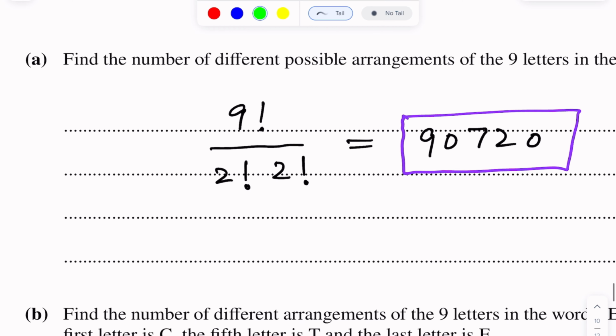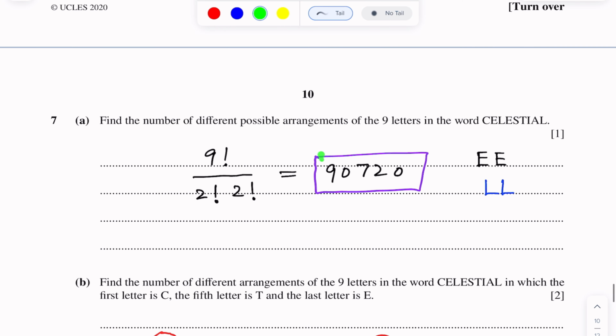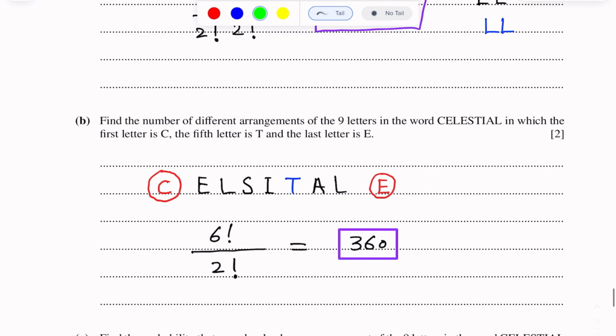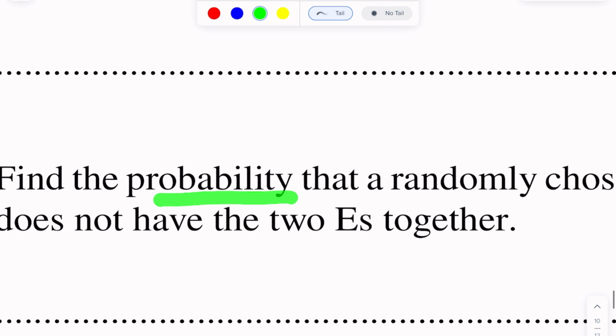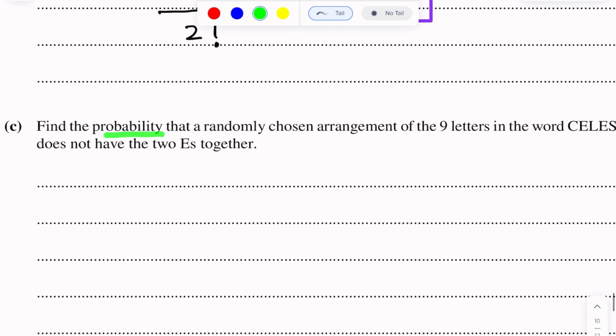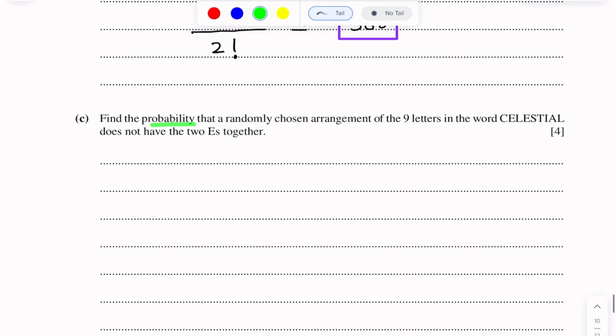Total outcomes we have already found. Total outcomes are 90720, because in part A there is no restriction. Without restriction, this is the total outcomes. So now to find the probability, we have to find the possible outcomes using this restriction.